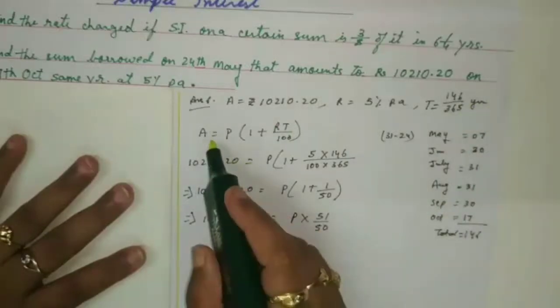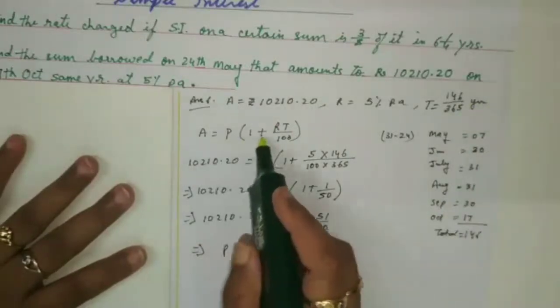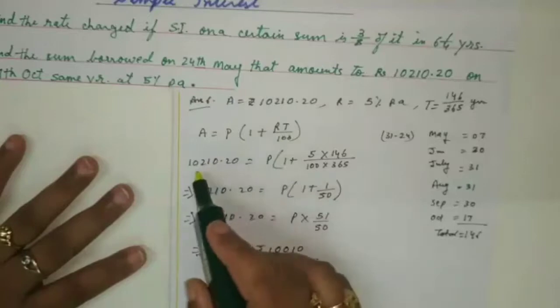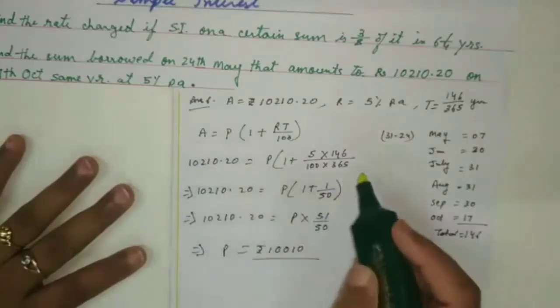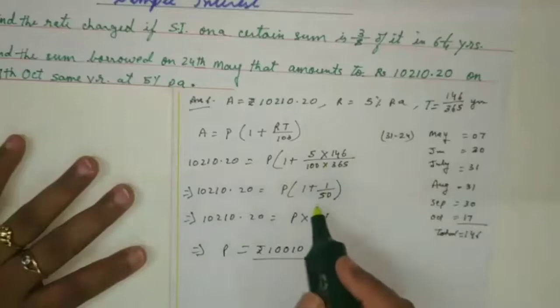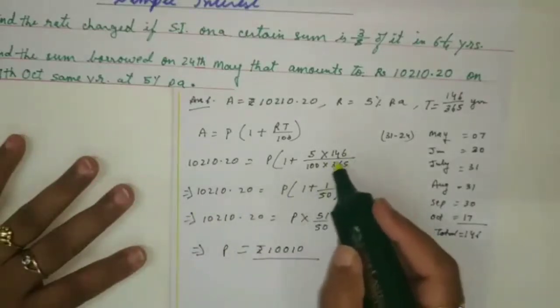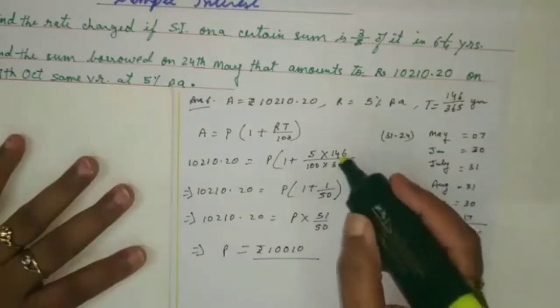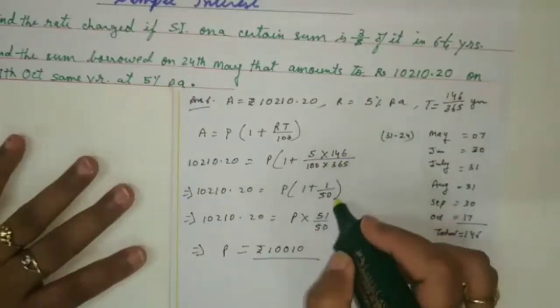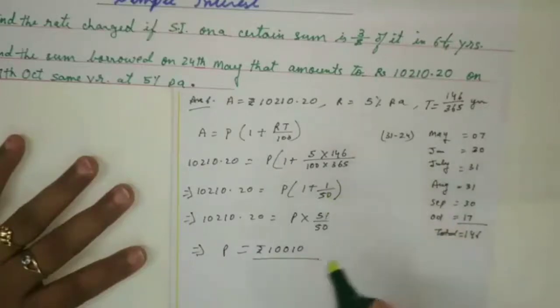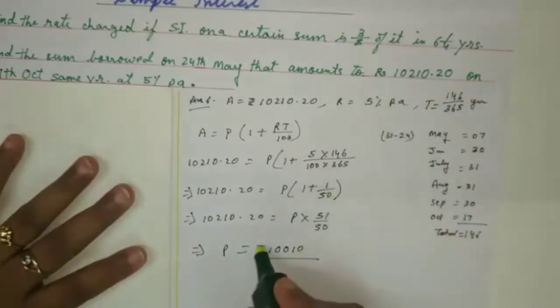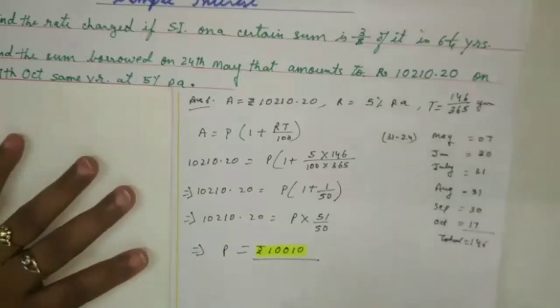Now we straight away come to this formula. Amount is P into 1 plus RT by 100, and then we substitute and we cancel and we simplify. This is a very simple cancellation. We have cancelled with 73, 5 cancels, so 2 by 100 and 1 by 50, and then we finally get the principal as 10,010 rupees. Okay, we go to the next set.